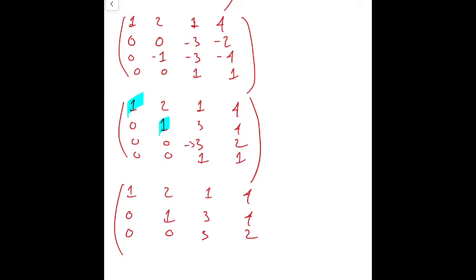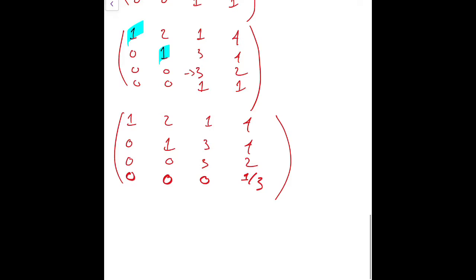Okay, so I want to subtract 1/3 of row 3 from row 4. So 0 minus 1/3 of 0 is 0. 0 minus 1/3 of 0 is 0. 1 minus 1/3 of 3 is 0. Now 1 minus 2/3, okay? So it's 1 minus 2 times 1/3. So that's 1 minus 2/3. So this is going to be 1/3.